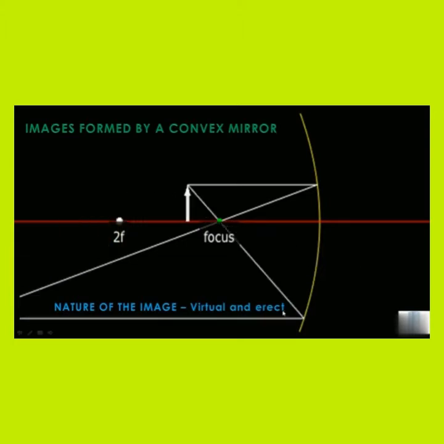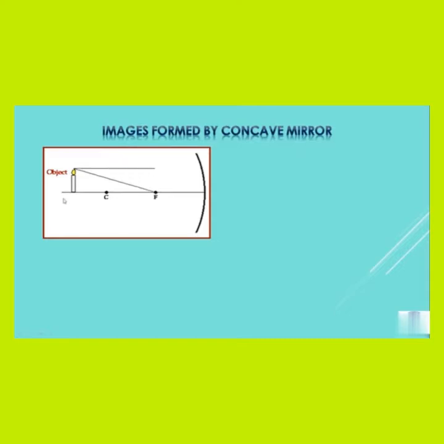Next, images formed by a concave mirror. Concave mirrors show different image types depending on the position of the object in front of the mirror. When the position of the object is at infinity or beyond C, the position of the image is at F or between C and F. The size of the image is highly diminished. The nature of the image is real and inverted.